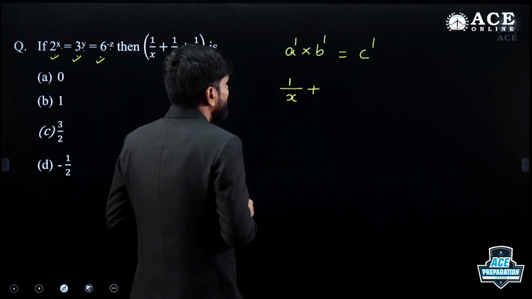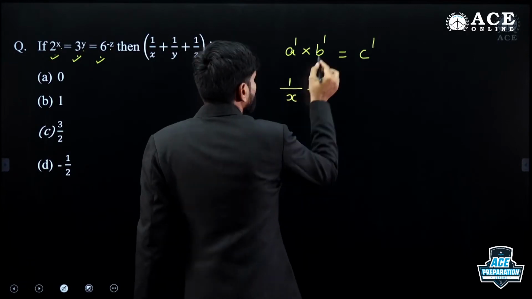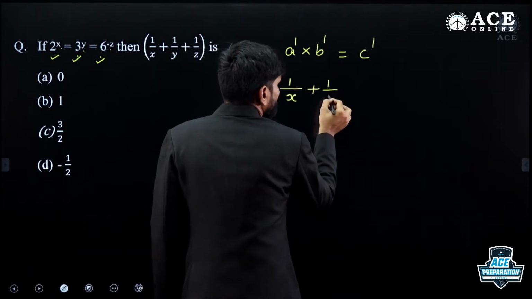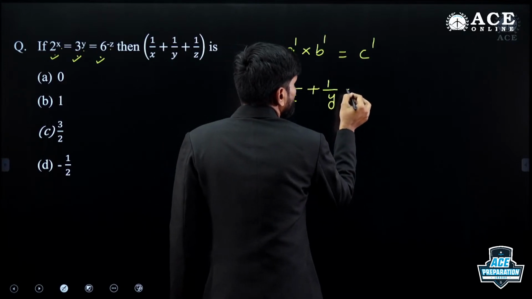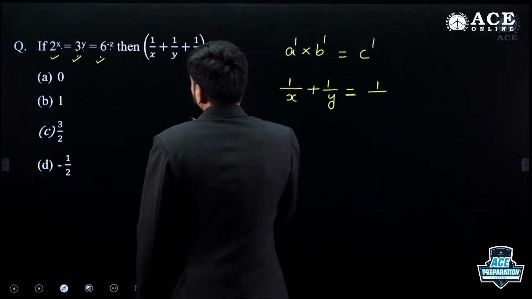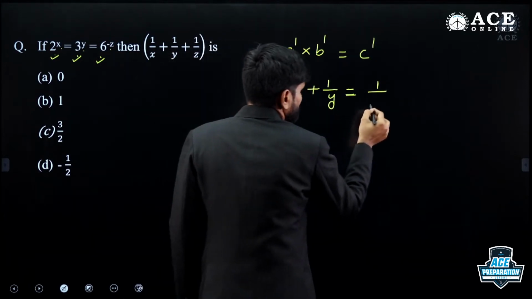Next, 3 power y. So in place of B I have 3, the power of B is 1 by y, is equal to 1 by the power of 6 here, which is minus z.